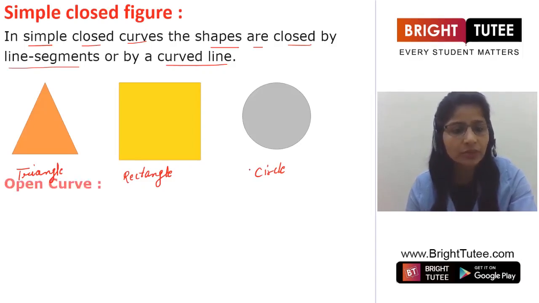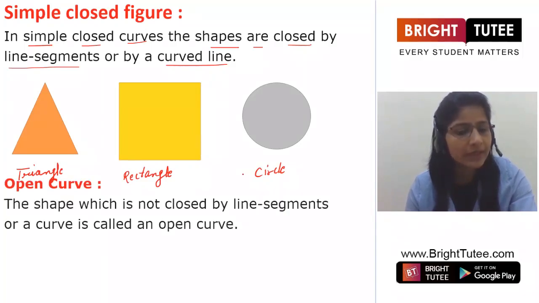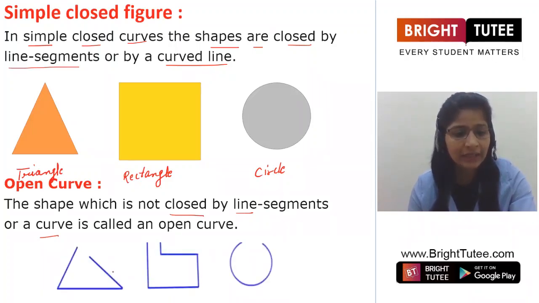Let us now come to the next one, which is an open curve. Here comes the definition that says the shape which is not closed by line segments or a curve is called an open curve. As the name suggests, it will not be closed at the ends. So here are some of the figures for open curve. As you can see, this triangle which is left opened from here. Also the next figure and the third one. These three are open curves.